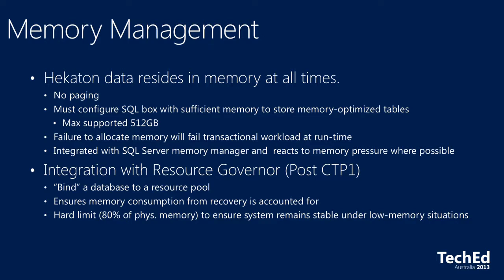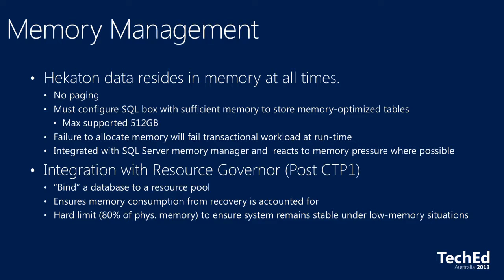So the Hekaton data resides in memory all the time. There's no paging going on, if you like, there. The maximum supported is 512 gigabytes. I don't think these numbers are going to change. If you want to insert, update, or delete data inside Hekaton, and there's not enough memory, transactions are not going to complete. You're going to start to see errors, okay?